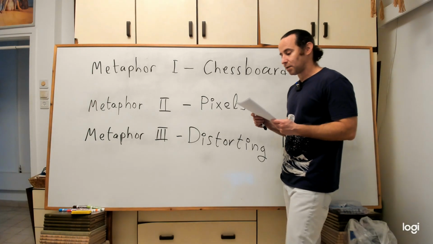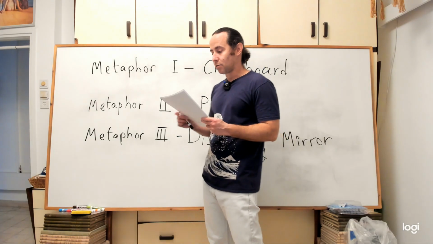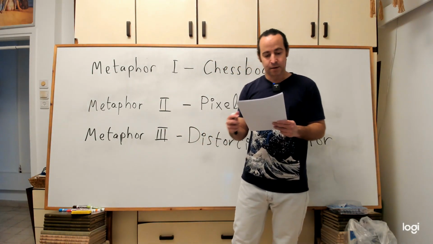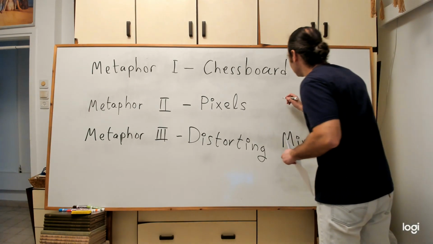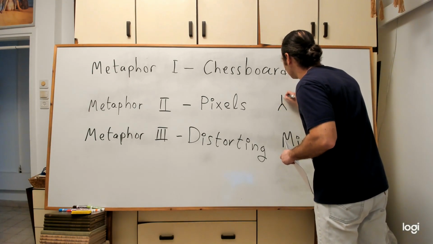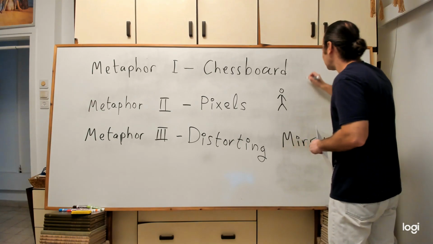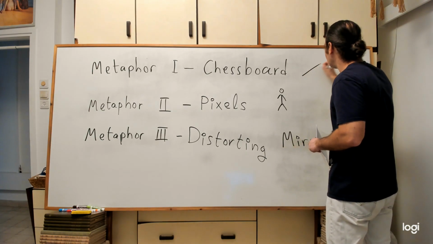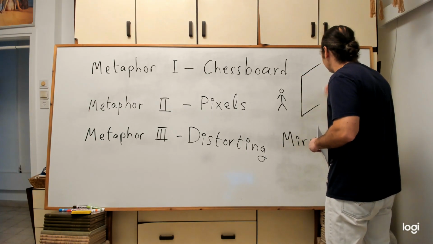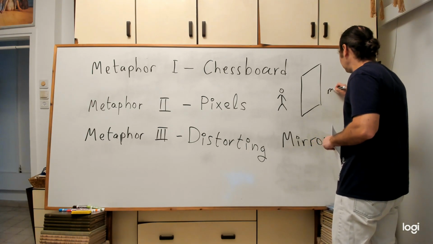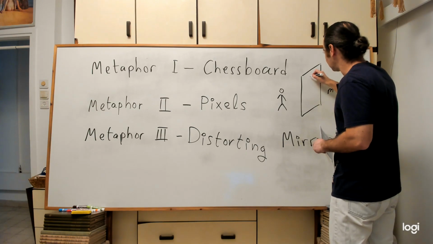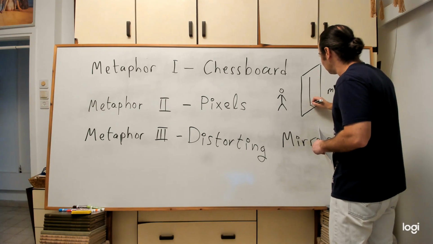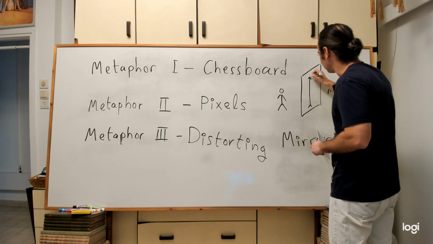Let's think of a mirror that makes you look very tall and thin. Okay, so we have the person. This is our normal self, and then when we look in this mirror, we have something like this.